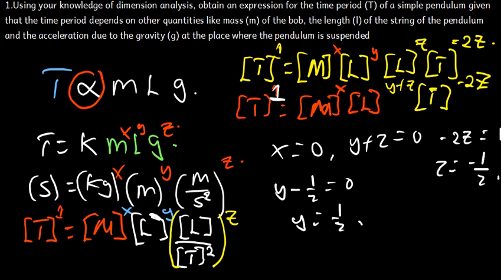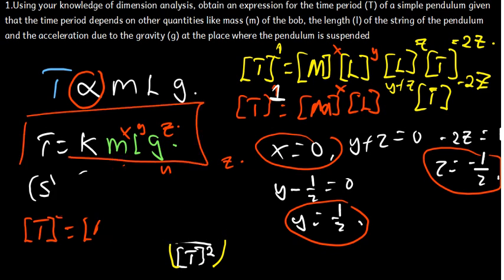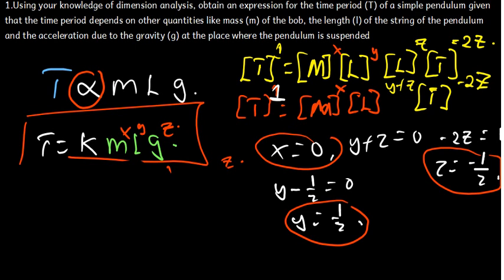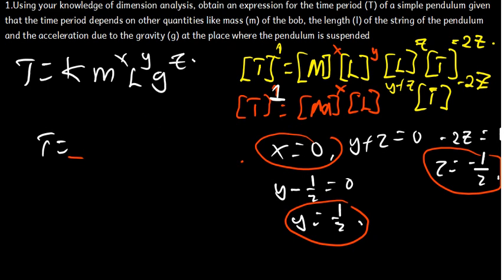Now after finding these values, these are very, very important. Now we are going to go back to our original equation where we talked about this. This is the original equation I'm talking about. Okay, so I'm going to get rid of this. Our formula is going to be in the form of t is equal to k, then we have m raised to the power x, l raised to the power y, g raised to the power z. So we plug in now the values of x, y, and z. Okay, so we have t is equal to k, we have m.